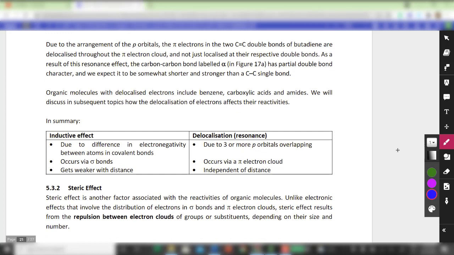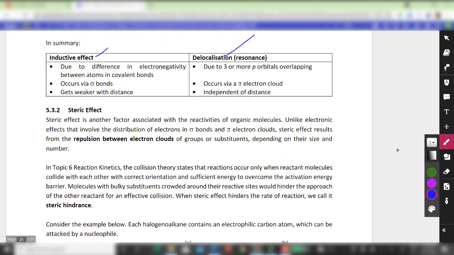So we have the inductive effect versus the delocalization. I avoid using the word resonance, which I will explain maybe a little bit in the tutorial. But do take note that inductive and delocalization, these effects, they are not events. They are present in the system by virtue of some properties they have. So it is important to recognize the difference between the two as you journey through your organic chem.